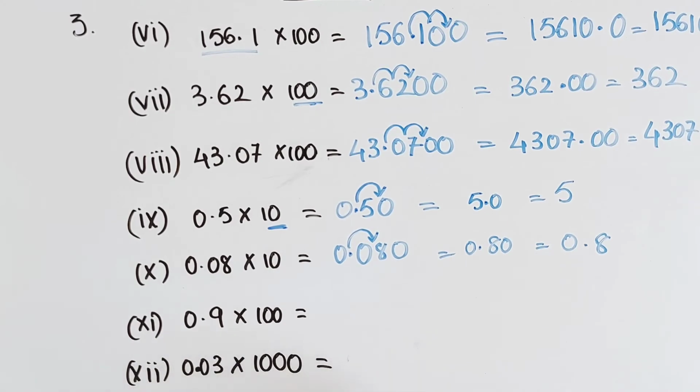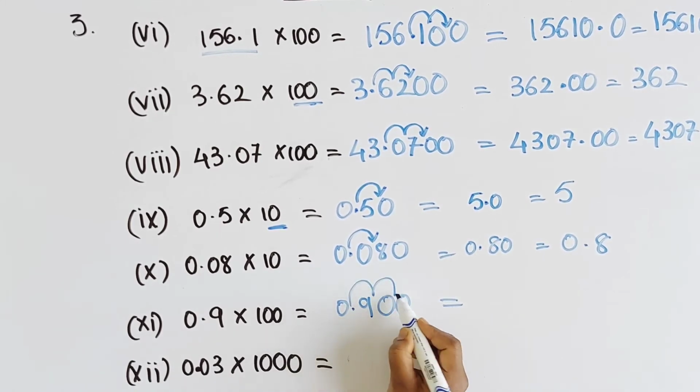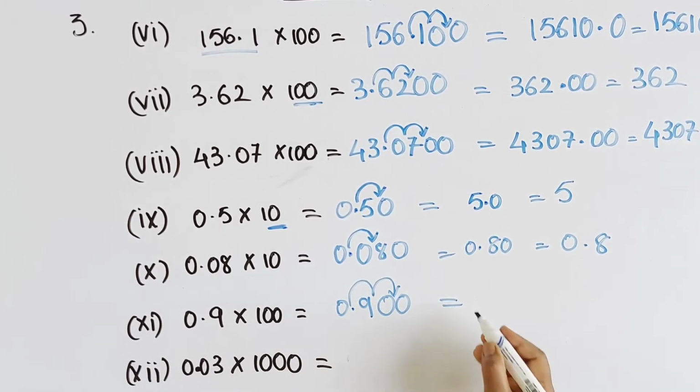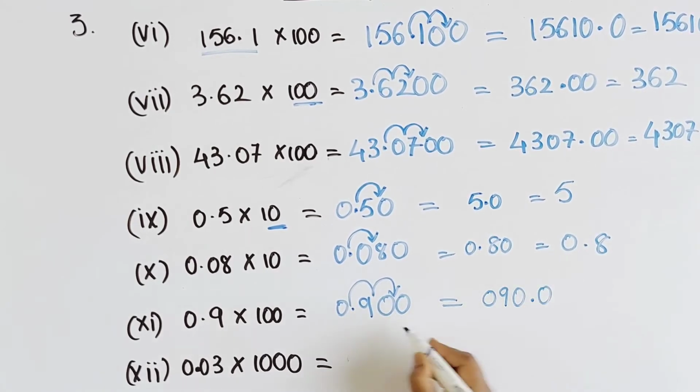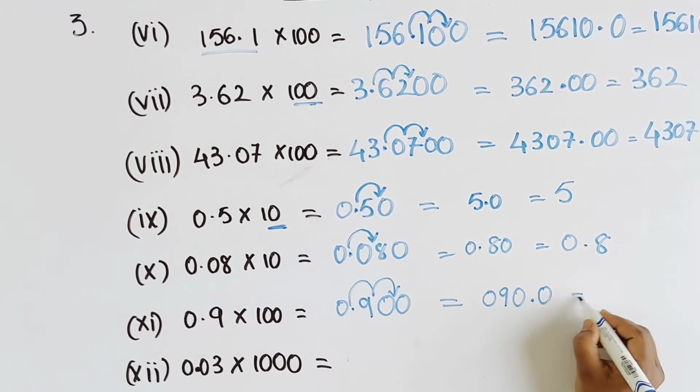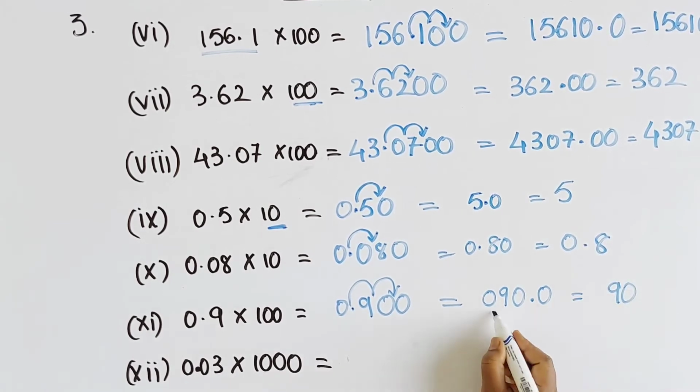Next one, 0.9 into 100. 100 means two zeros. Correct? So now the point will move after two numbers. Right side you have to shift. That means 090.0. Right? That means 90 is the answer. Here and here we don't want zeros. So 90 is the answer.